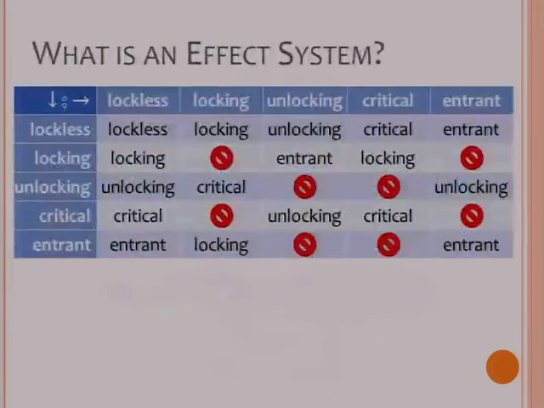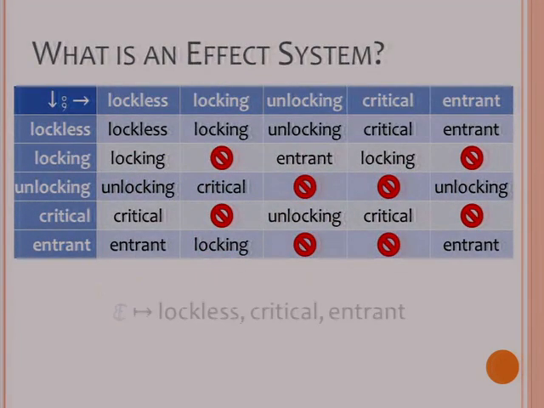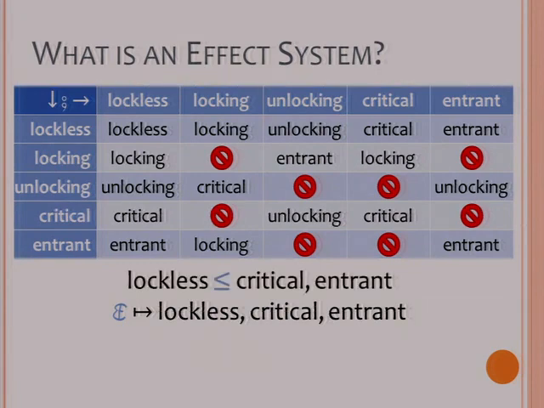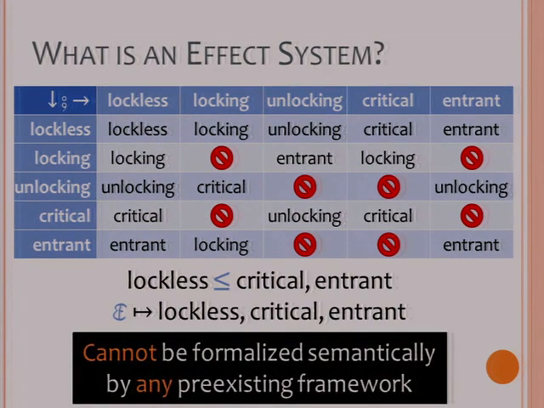And thus, we're going to code this into our formalization with this blackboard epsilon notation, saying that the lockless, reentrant, and critical effects can be assigned to pure code. Furthermore, our observation that lockless code can always be treated as either critical or reentrant code tells us that the lockless effect is a sub-effect of both the critical and reentrant effects. And with this picture, we finally have a complete formalization of our locking effect system. And what's interesting about this effect system is that even though it's small and intuitive, its semantics actually cannot be formalized by any of the pre-existing semantic frameworks out there.